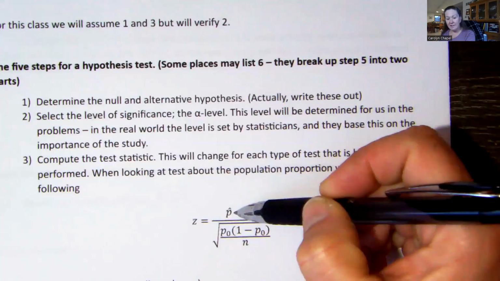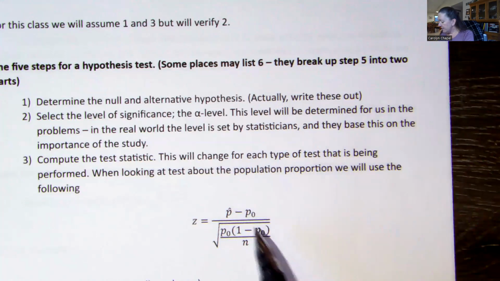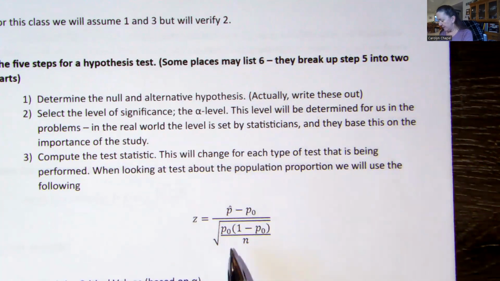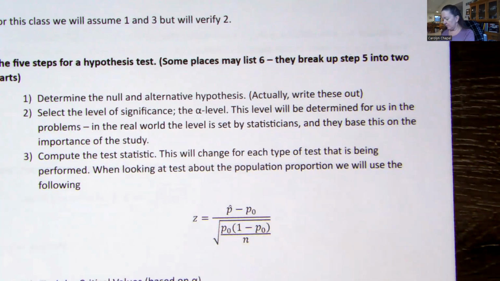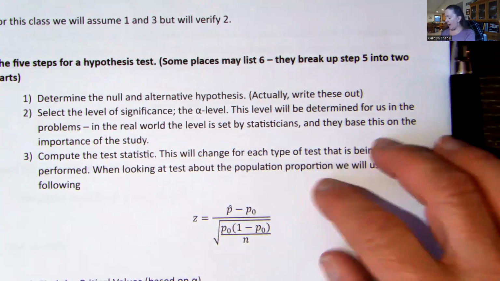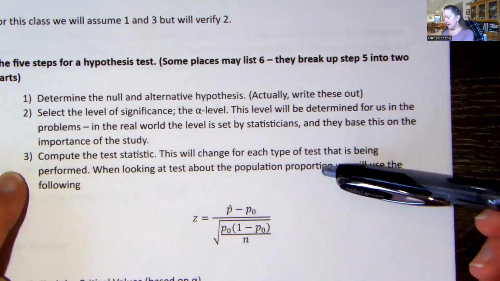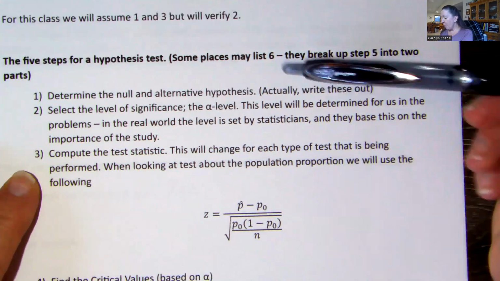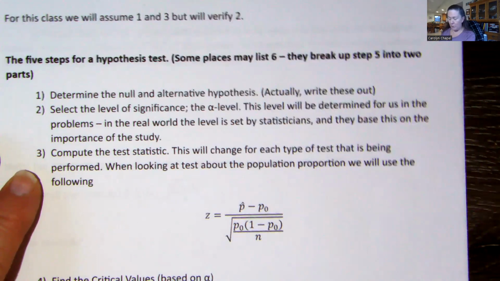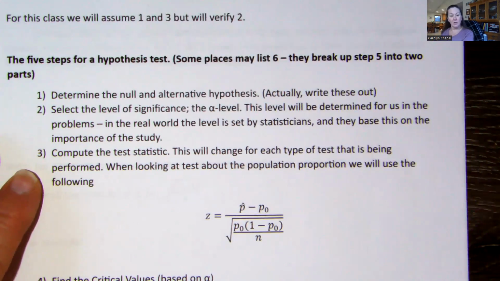So this p-hat, that's our sample piece. This p0 is going to be the value that's in our hypothesis, so that's the status quo piece. And then we'll put that in here as well. So we will compute this test statistic. Now, this step here is different for every type of hypothesis test. So step one is always the same, the null and alternative. They may look different from one type to another, but we still have to write them.